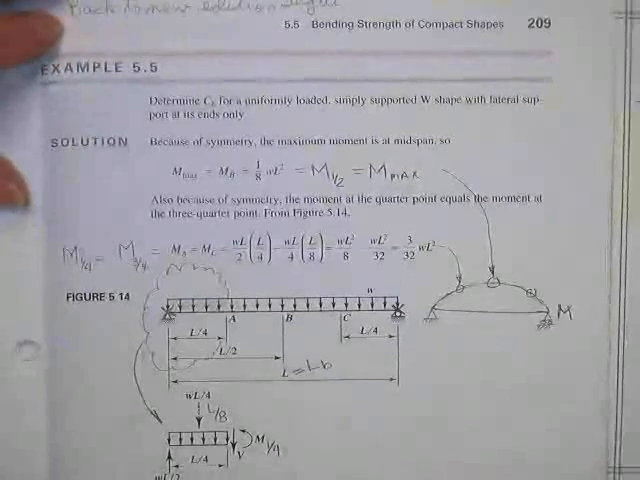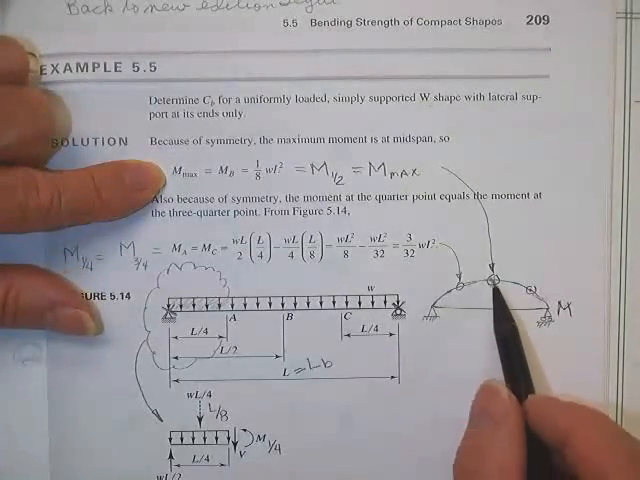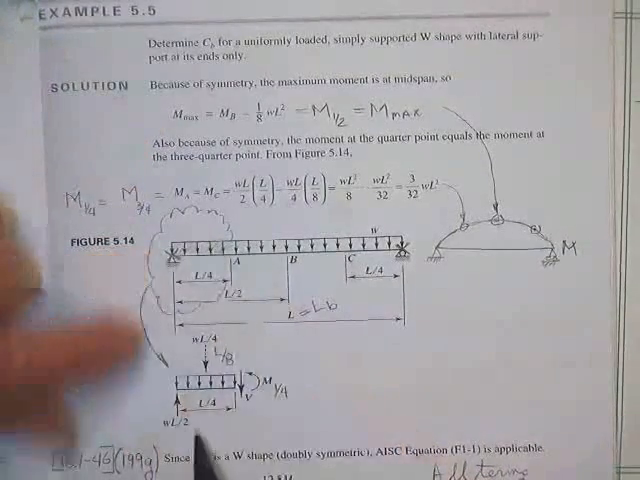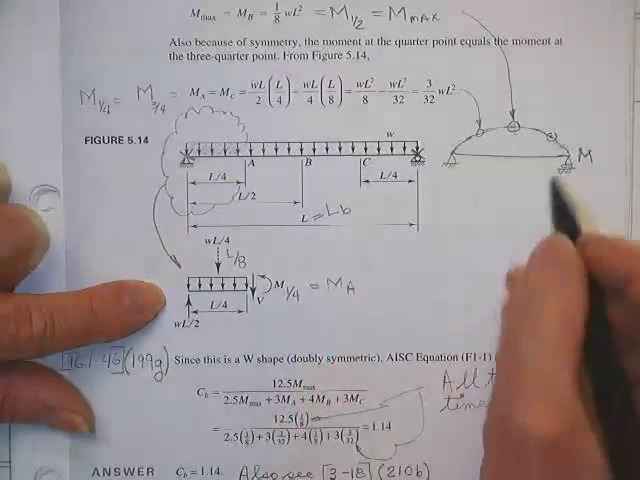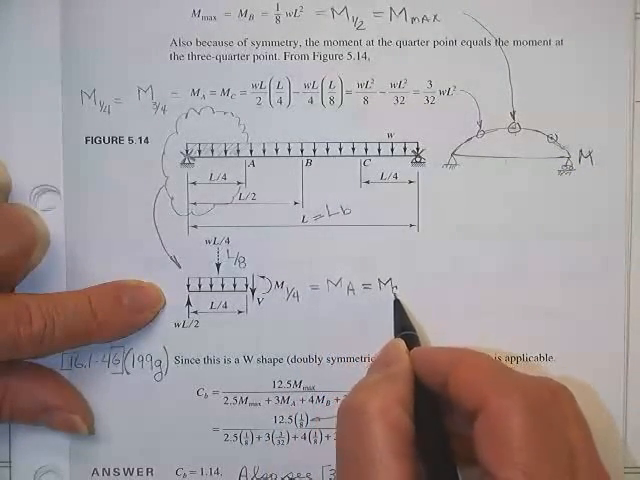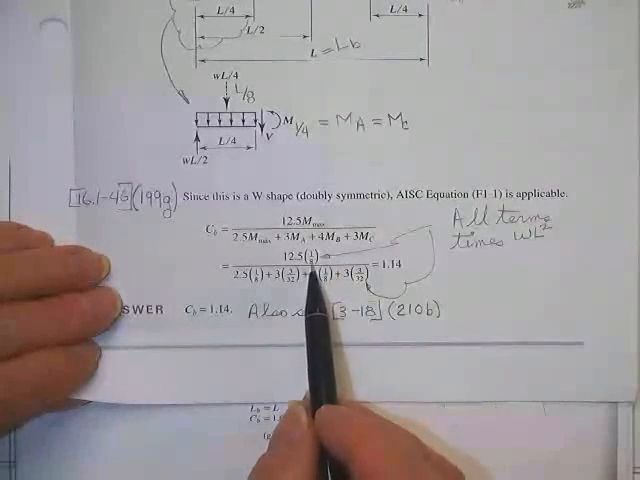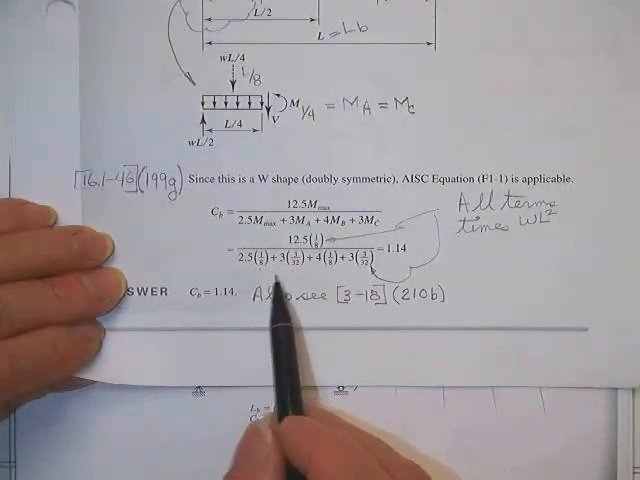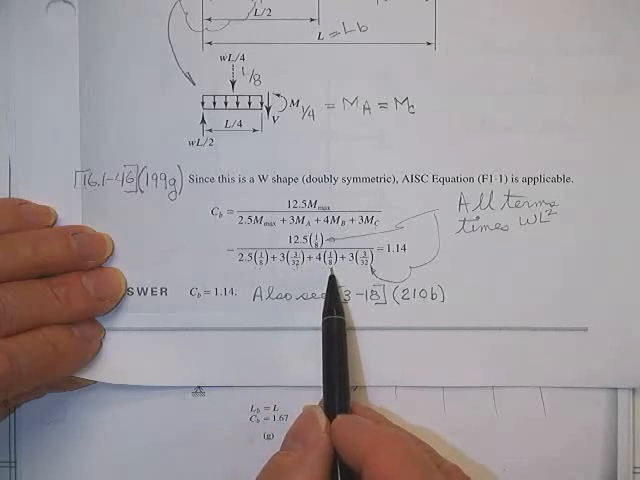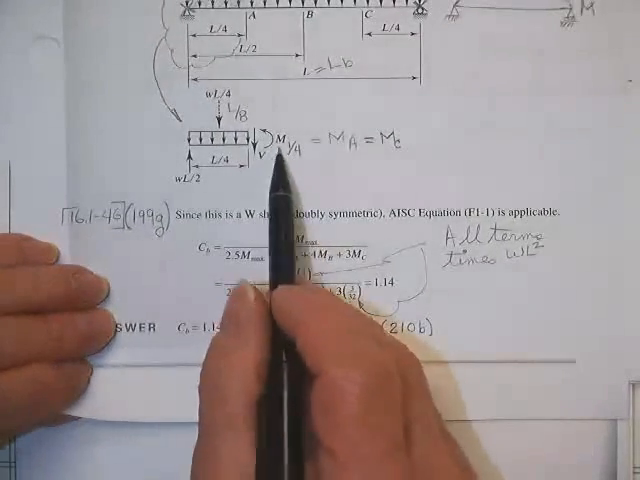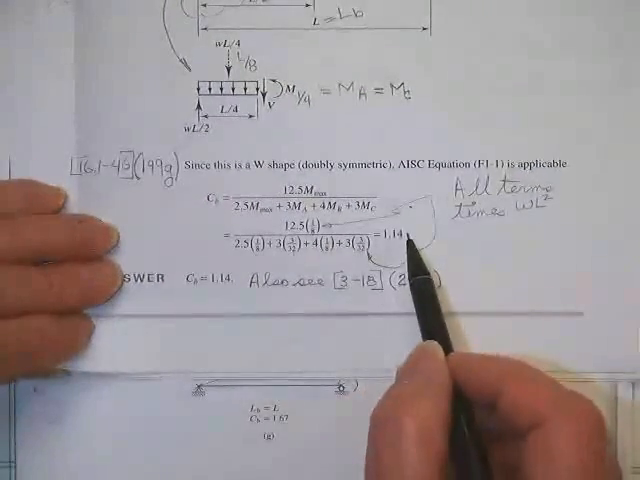All right, he wants to know C sub B for a uniformly loaded beam. He says M max is WL squared over 8, so he writes down WL squared over 8. To get the moment at the quarter point, he draws a free body, and he solves for the moment at the one-quarter point. That's what he calls M sub A. This will also be M sub C at the three-quarter point. Solves for that by statics. Puts the numbers in. There's WL squared over 8 max. There's WL squared times 3/32 is the moment at the quarter point. There's the moment in the middle, which happens to again be M max. Here's at the three-quarter point. I'll let you check out the equation for M max. Here it is right here, 3/32.